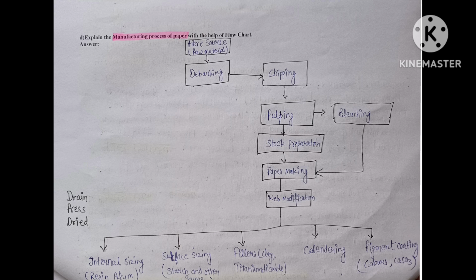Then fourth question, explain the manufacturing process of paper with the help of flowchart. So how is paper manufactured? Here is the flowchart. First of all, the raw material fiber source must be identified. The next step is debarking. Debarking is done as the fibers are very small in the bark and then chemical consumption goes up if not debarked. Then chipping.